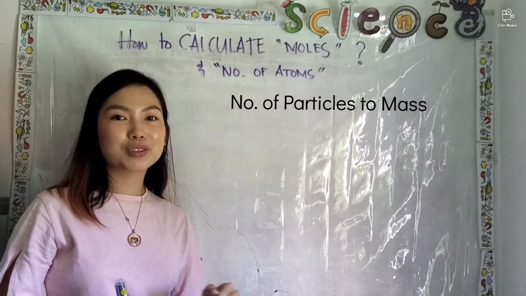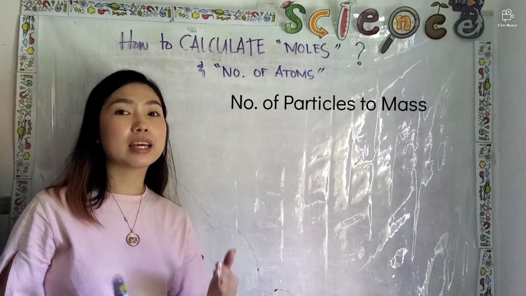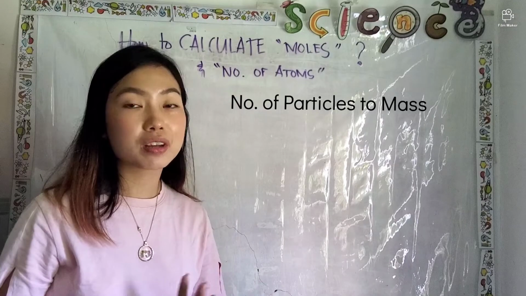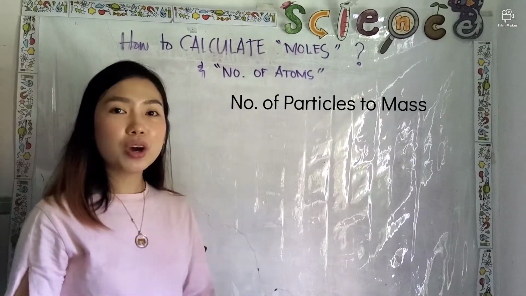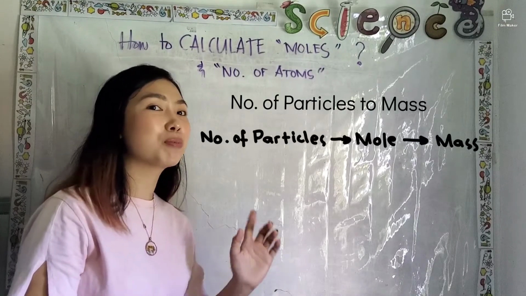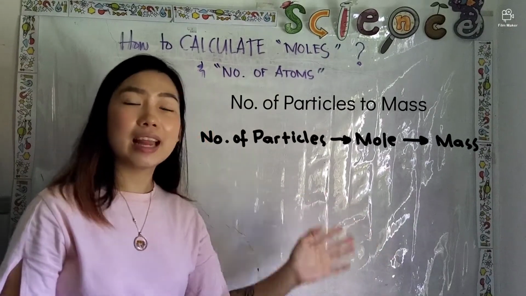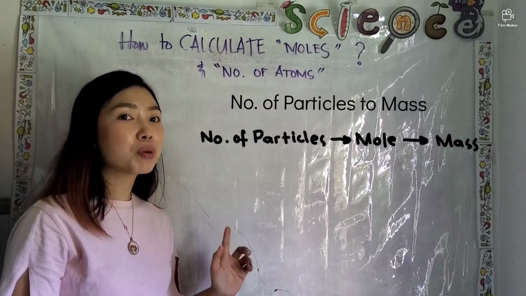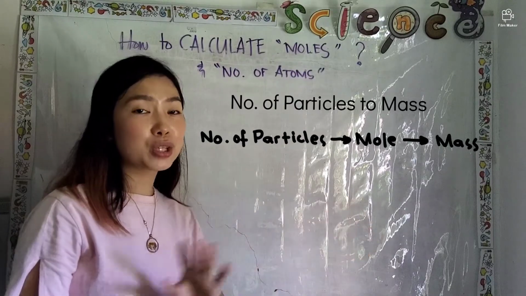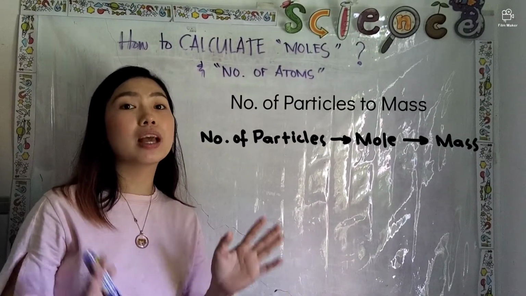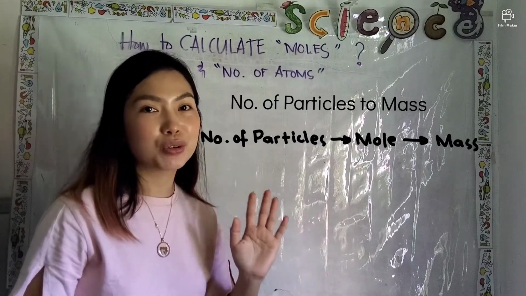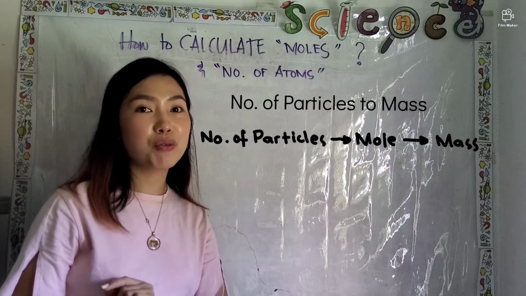Now, in the number of particles going to the mass, ibig sabihin, ang hinahanap natin is the mass of the given element in a specific number of particles. Kapag ganito ang equation natin, hindi tayo pwedeng dumiretso ng number of particles papunta agad sa mass. Kailangan dumaan muna tayo sa number of particles to mole and then mole to mass. So, wala tayong formula or equation na diretsong number of particles papunta sa mass. So, magagamit natin ay dalawang formula.